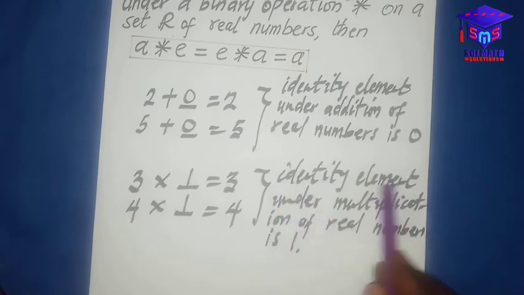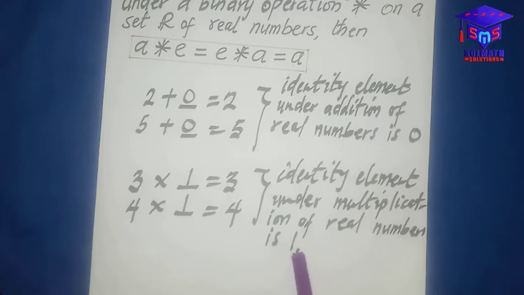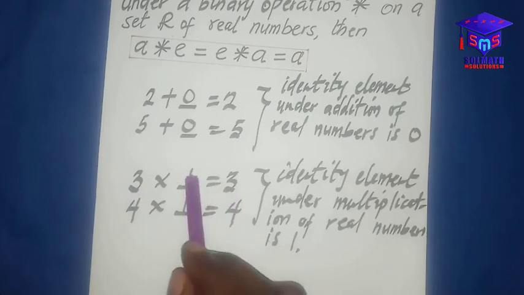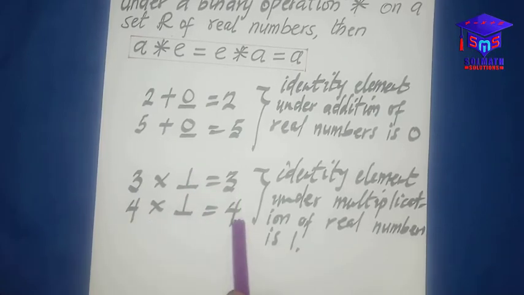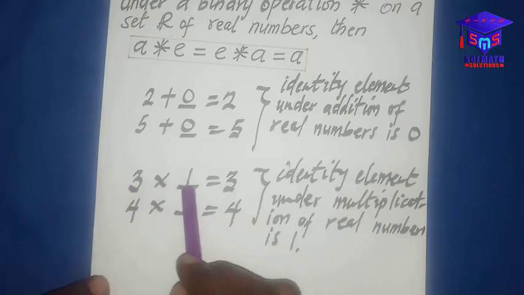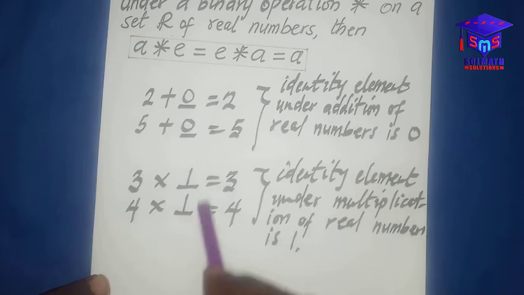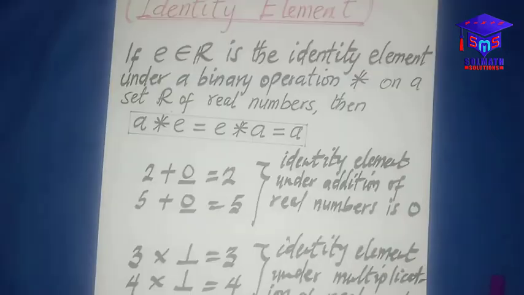So in this case, we say that the identity element under multiplication of real numbers is 1, simply because the number that you multiply by any number to get the same number is 1. So if you multiply 4 by 1, you get the same number 4, and 3 by 1, you get the same number 3. So the identity element in this example is 1.